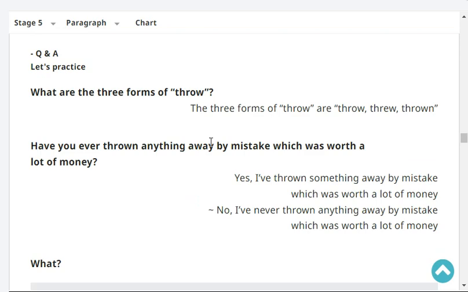Have you ever thrown anything away by mistake which was worth a lot of money? Yes or no? Yes, I've thrown something away by mistake which was worth a lot of money. Very good.